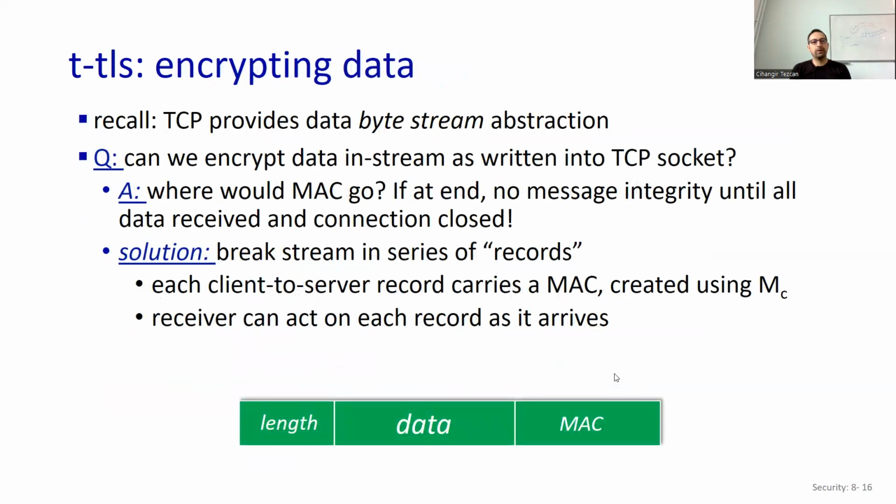Okay. So TCP provides a data byte stream abstraction. Question: can we encrypt data in the stream as it is written into the TCP socket? Answer: where would the MAC go? If at the end, there is no message integrity until all data is received and the connection closed. Solution: break the stream into a series of records. Each client-to-server record carries a MAC created using MC. This was the secret key. The receiver can act on each record as it arrives, right?